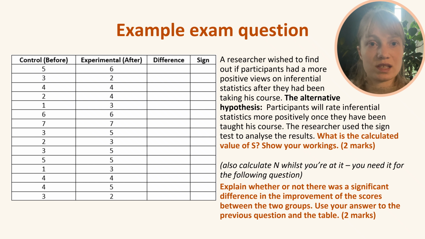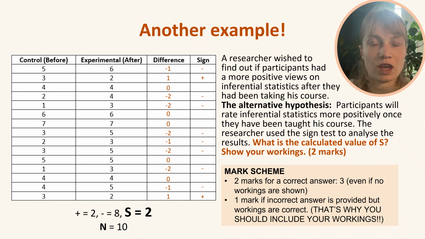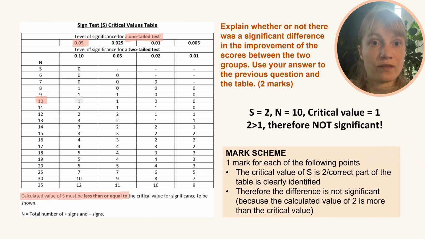Now have a go at this example exam question. Pause here to work it out before I show you the mark scheme. Here are the workings for the first couple of steps to calculate the calculated value, which is 2, and the N number, which is 10, due to disregarding the participants where no difference was found. Looking at the critical values table now, we can see that the critical value is 1 based on the N number we just calculated, and knowing that we have a one-tail test and a 5% probability level.